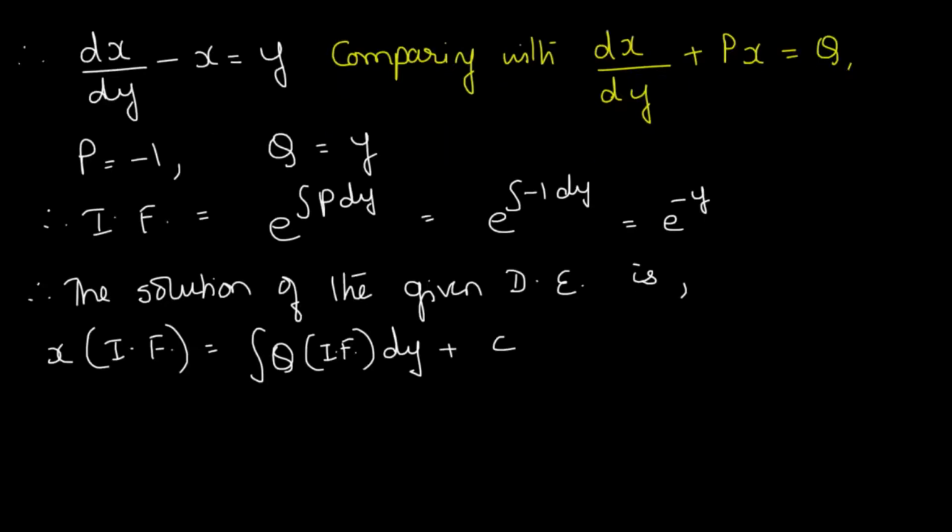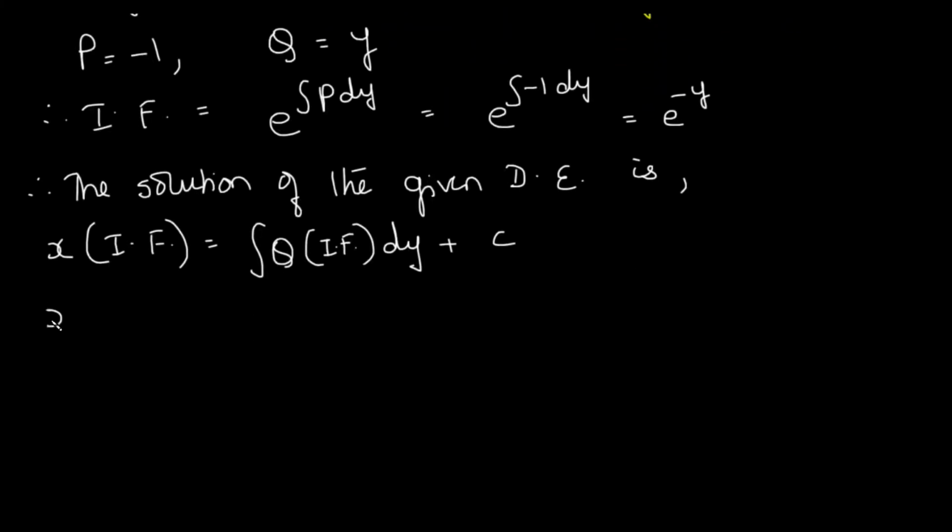Then in the next step, x into our integrating factor, which is e raised to minus y. So x e raised to minus y is equal to integral Q into, Q is y, as you can see, so integral y into the integrating factor, which in this case is again e raised to minus y, dy plus c.